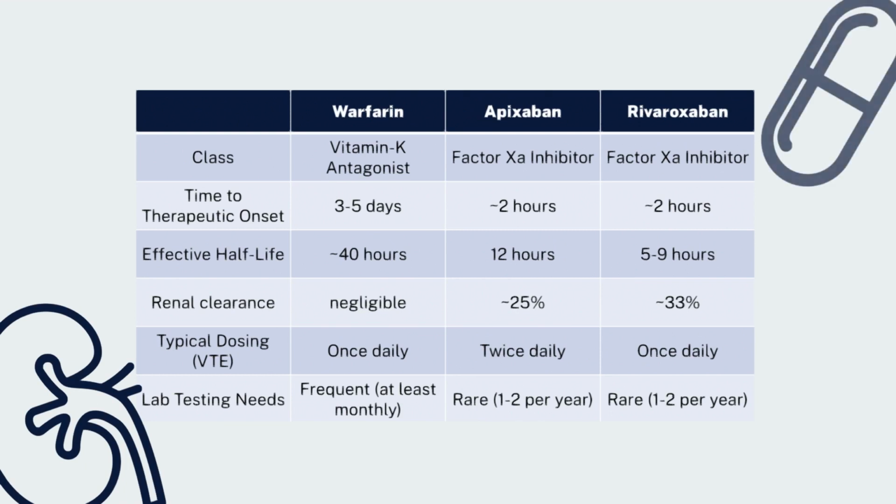Now, the typical dosing is also different for these different drugs. Warfarin is typically dosed once a day, but remember, the effect of that may take several days to be seen clinically. Apixaban is most commonly prescribed twice a day, whereas rivaroxaban is usually prescribed just once a day for most patients.